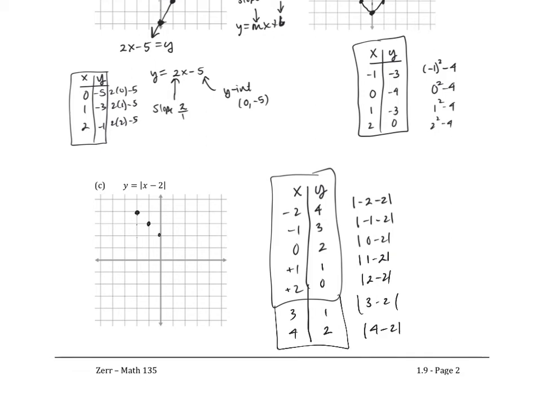1, 1, 2, 0. And then we start going back up. So we've got a mirror image as well. It's not called a vertex for absolute value, it's a V shape.